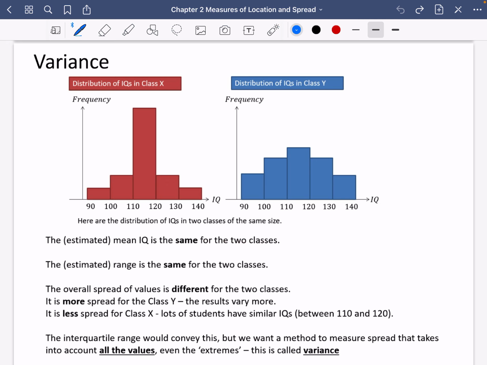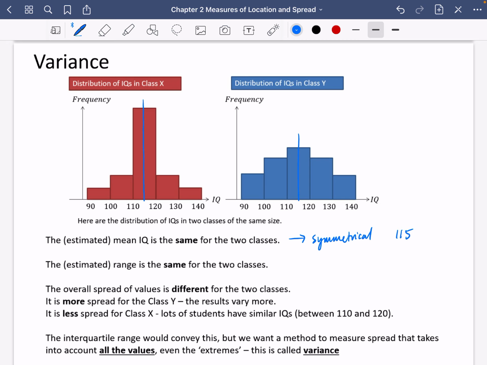The reason that the estimated mean is going to be the same for these two classes is pretty clearly we can see that both of these distributions are symmetrical. If we're doing an estimated mean, they're symmetrical about this middle point that we've got here. So it looks like they're both going to have an estimated mean of roughly 115.